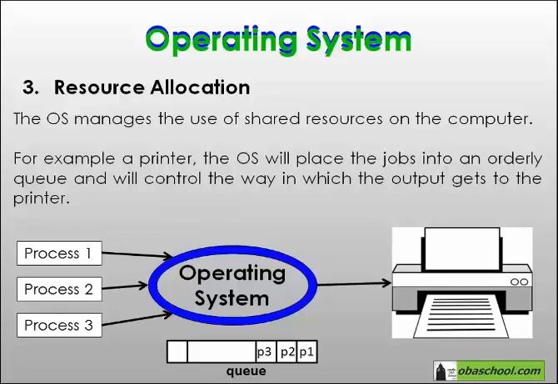For example, it may order them in the way it received them. So process 1, then process 2, then process 3. And any other process that arrives will be in the queue. So the operating system will allocate the printer depending on how the processes are set in the queue. That means process 1 will use the printer, and then process 2, and then finally process 3. So in this example, we saw how the operating system allocated a resource to 3 different processes.